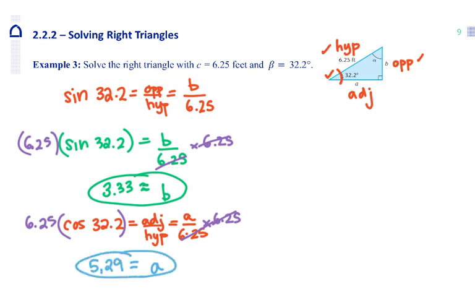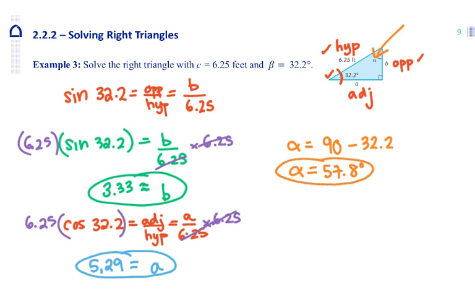5.29. Okay, now I've figured out both missing sides. The only thing that's still missing is the other angle. That's quite easy because I know that those two angles are complementary. So the missing angle, alpha, is just going to be 90 minus 32.2. And so in this case, alpha is 57.8 degrees. So I completed this triangle. I found everything that was missing.